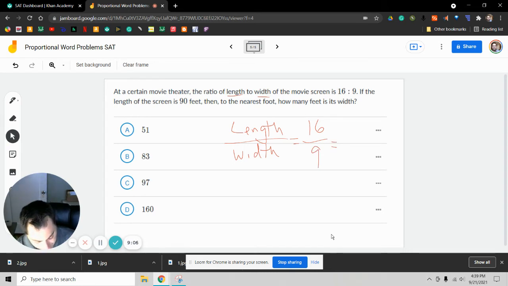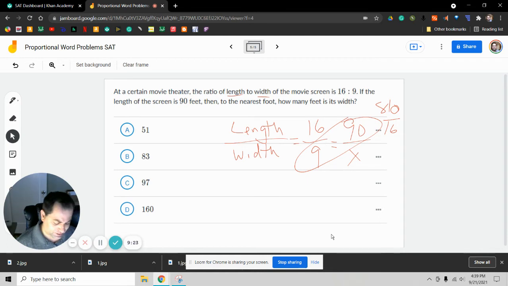Length is in the top. We'll put that up here. This in the bottom. We're going to cross multiply where we can. 90 times 9 is going to give me 810. And from 810, I'm going to divide by 16. Dividing by 16 here is going to give me about 50.6. So 810 divided by 16 is about 50.6. Round to the nearest foot. So we know it's going to be A, 51 feet.